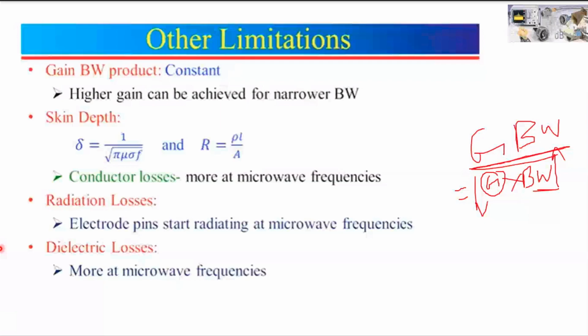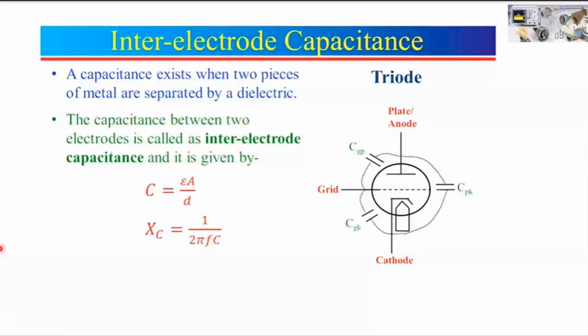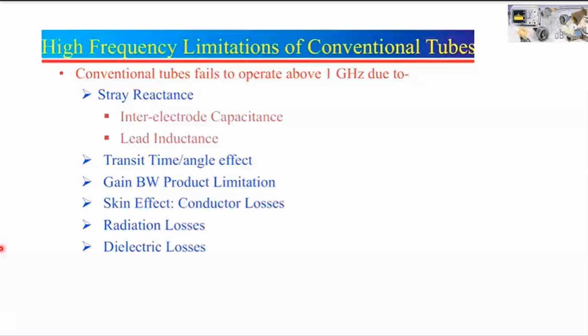So strictly speaking, in Samuel Y. Liao's book, only three important points have been considered. That is, interelectrode conventional tubes are not used at high frequency because of three reasons only, as mentioned in Samuel Y. Liao's book. That is interelectrode capacitance, which is basically stray reactance. Second one is the transit time angle effect, and third is gain bandwidth product limitations.